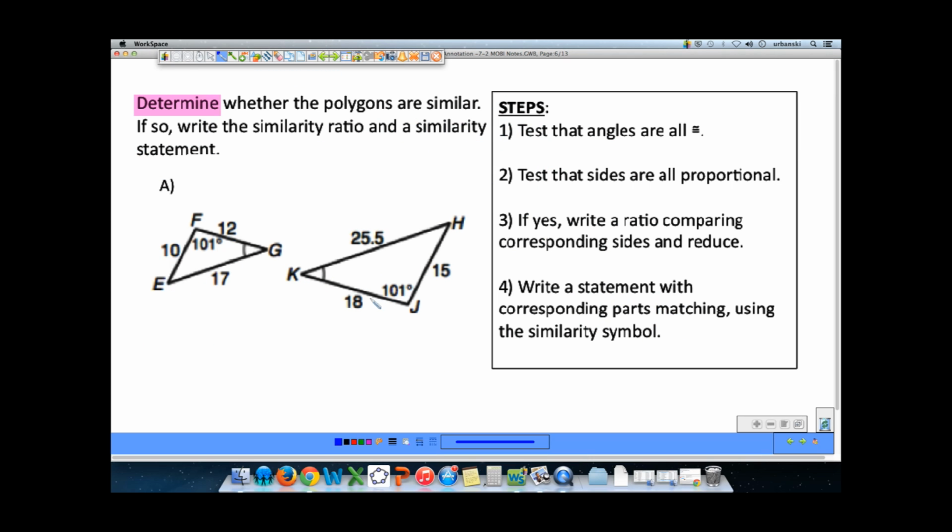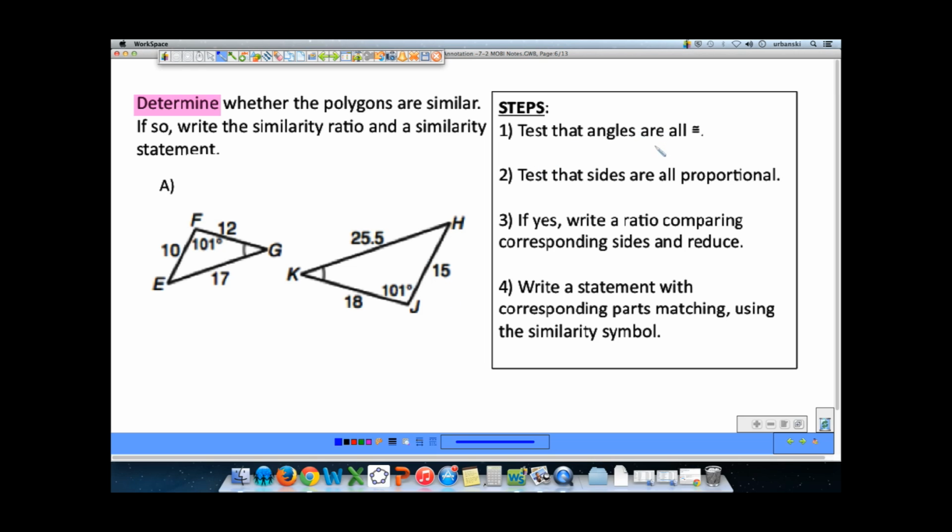So look down at the bottom. We'll do this one together and we'll finish the rest of them in class tomorrow. Determine. That means yes or no. Determine whether the polygons are similar, and these are the things we need to look at to decide that. If so, write the similarity ratio and a similarity statement. Okay.